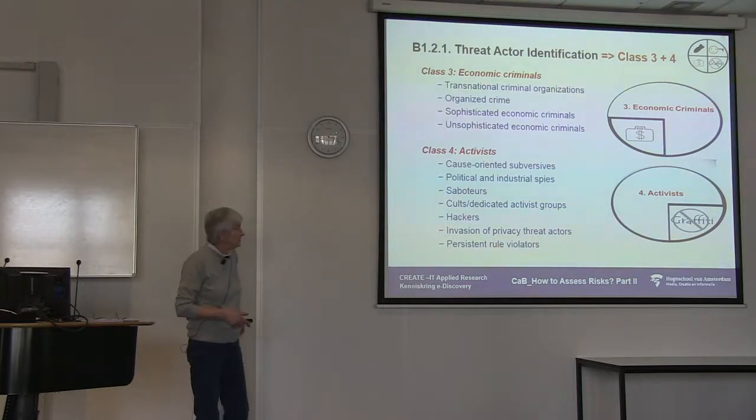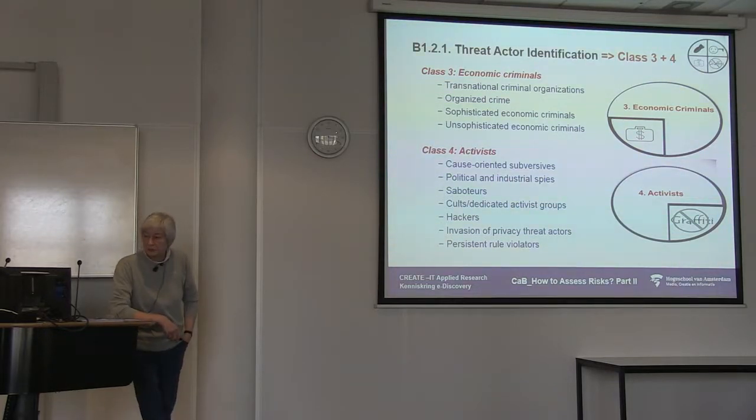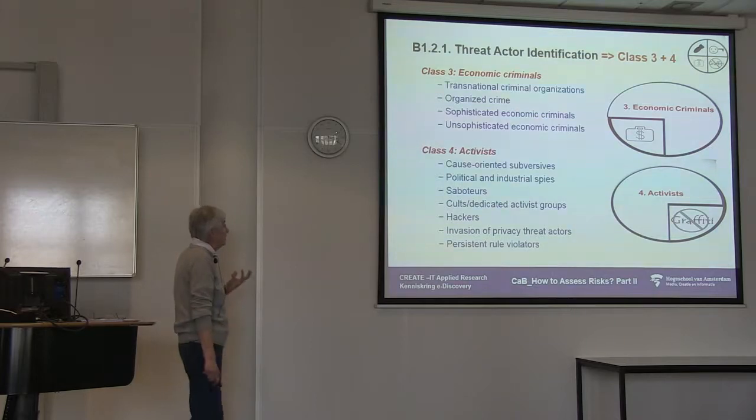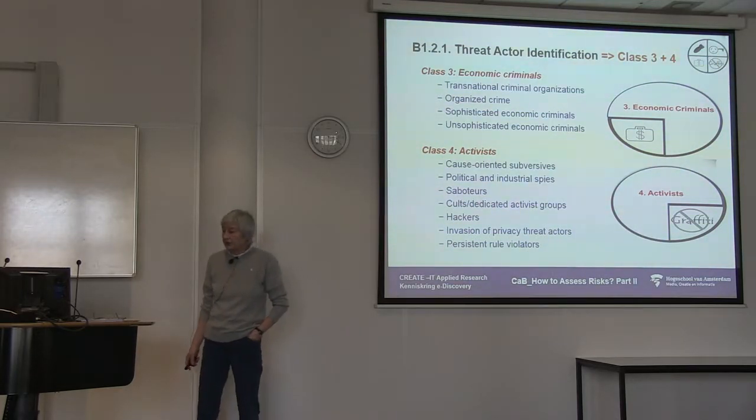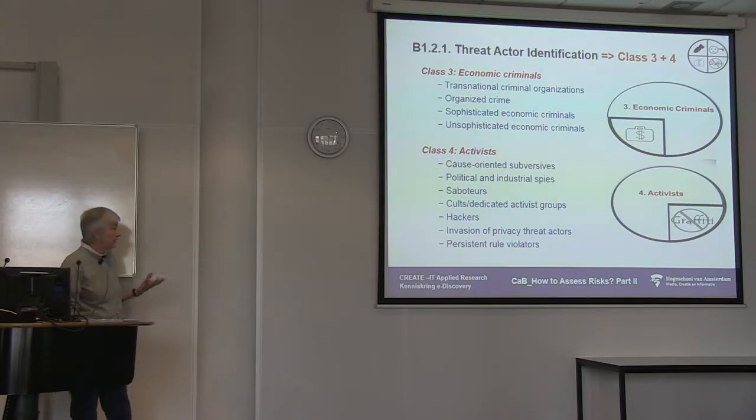Then you have the sophisticated economic criminals. Well, these are groups, or most of the times groups, that set up a specific scheme, and they want to, for example, launder money. They transfer money from one bank to another bank to another bank to another bank, so that you can't trace where all the money went. And finally, they can take the money out of the bank and bring it out into the open, and then the money is laundered. You have unsophisticated economic criminals. They don't think about the scheme. They just do what is the most convenient way at that moment.